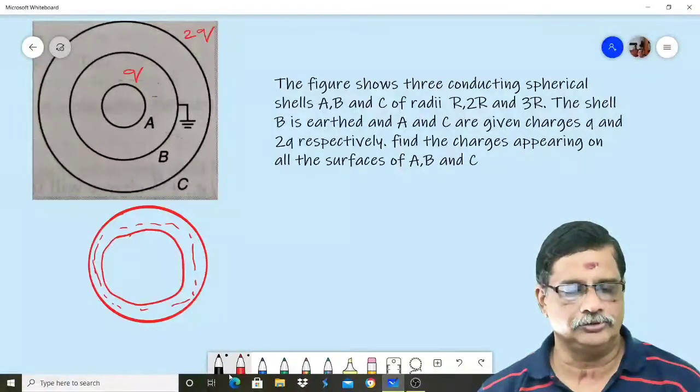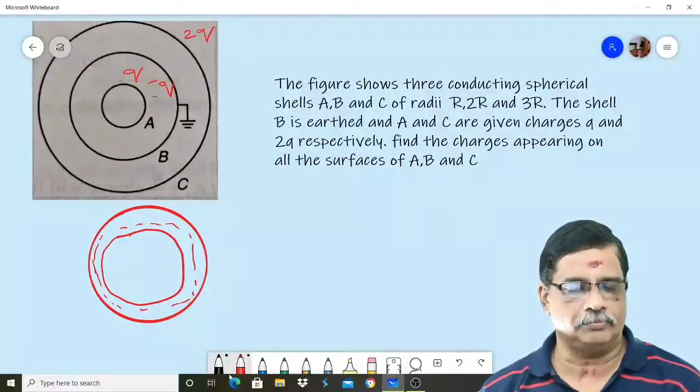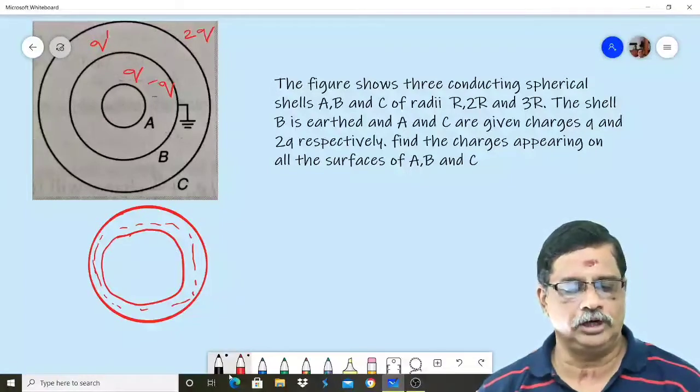So here you have a charge minus Q, and let us assume that the charge appearing on the outer surface of B be Q dash. Then the inner surface of C should have a charge of minus Q dash, and the outer surface should now have a charge of 2Q plus Q dash.